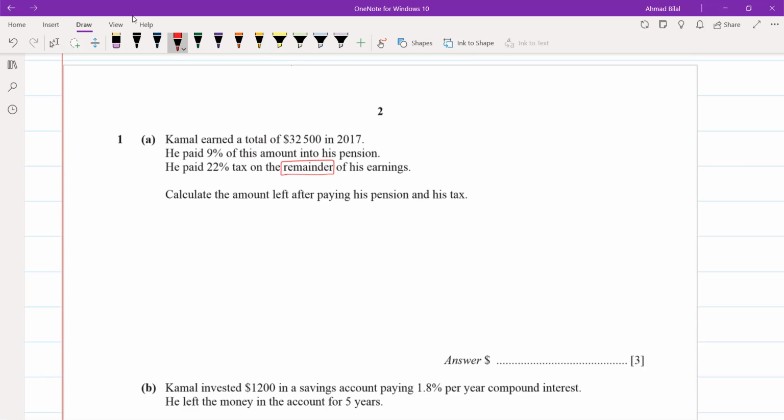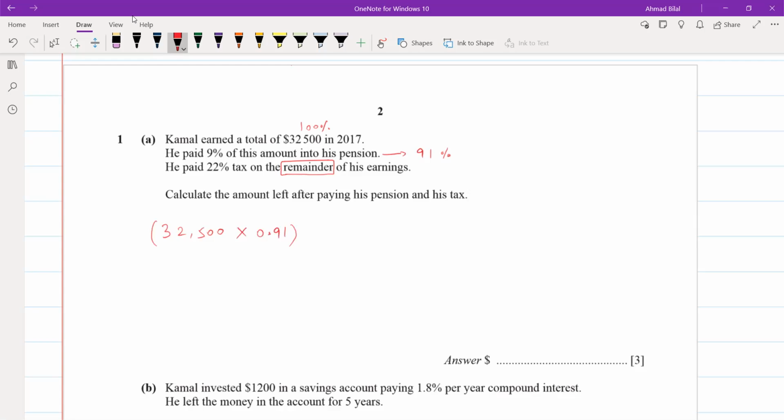Okay, so basically what did he do? He had this amount at first, 32,500, right? It started with 32,500. Now, how much did he pay into the pension? 9%. He paid 9% to the pension, so how much is left? After this point, 91% is left, right? 100% was the total at first, so this was the 100%. After paying 9% into pension, he's left with 91%. So what will you do with it? You will multiply it by 0.91. So this is the amount that is left after pension.